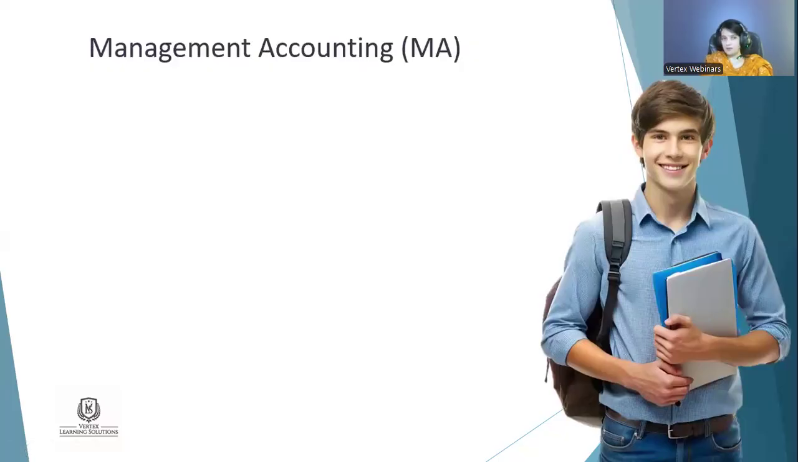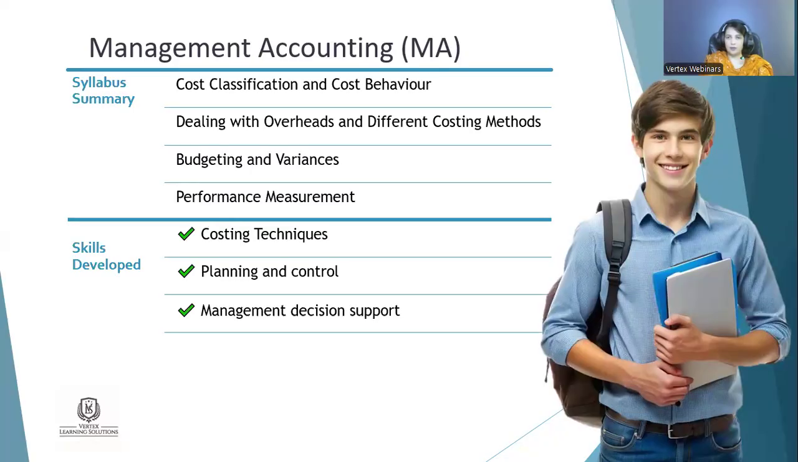Next paper is the management accounting paper, right? Here the syllabus summary is, I tell you again, 26 chapters we are going to study when you are studying the management accounting paper, and a lot of things you are going to learn. The summary is available here, and I'm going to talk about some important topics. The main topic is cost classification and cost behavior.